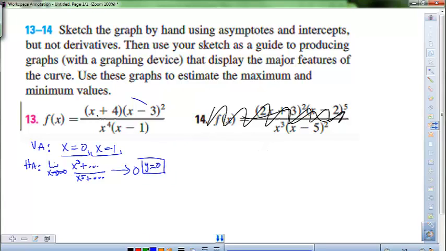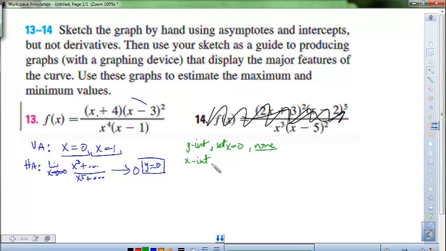Now let's take a look at the intercepts. To find the y-intercept, we set x equal to 0, and when we set x equal to 0, we'll see that it's going to be a 0 in the denominator. We also note that x equals 0 is a vertical asymptote. So in this particular function, there are no y-intercepts.